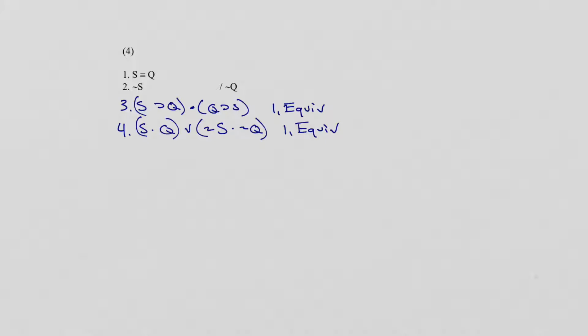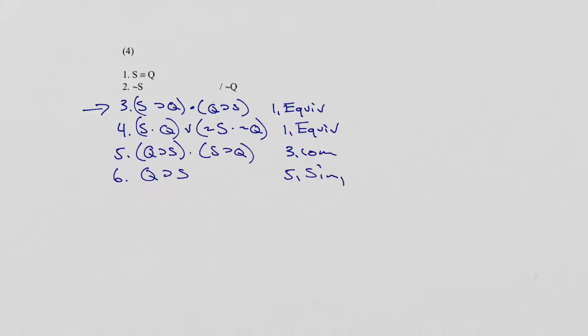Okay, so now looking at this, I have a not S. So right away, my brain's thinking, probably this one's going to work best. Because with this one, I can do this. We'll do Q, S, dot, S, Q. So we'll do a 3, com. And then we'll do a QS, so we'll simplify. And then we'll use line 2 and 6 with a modus tollens, and that will give me my not Q.